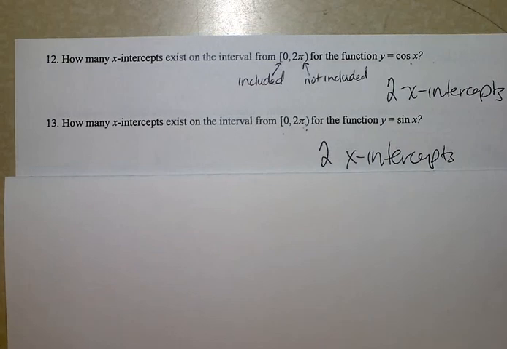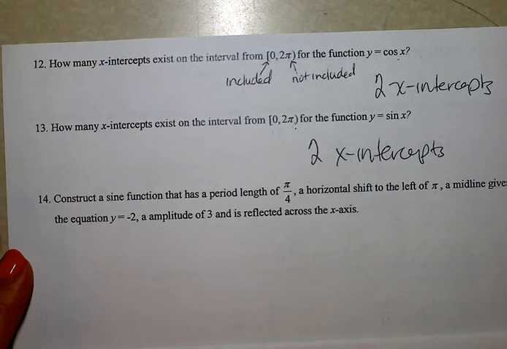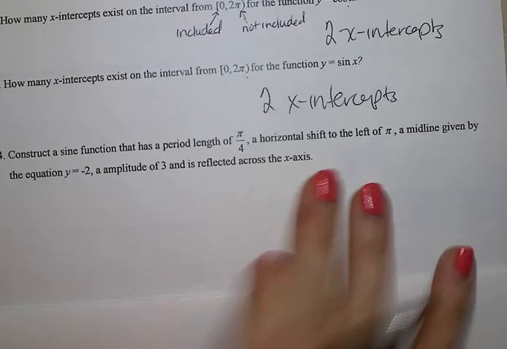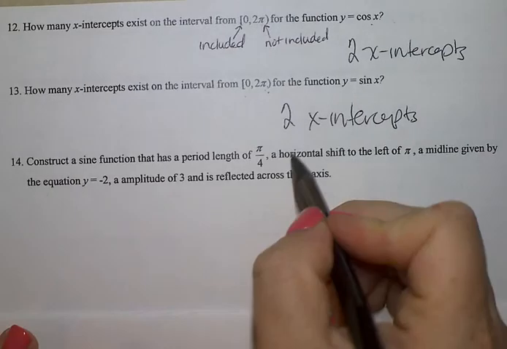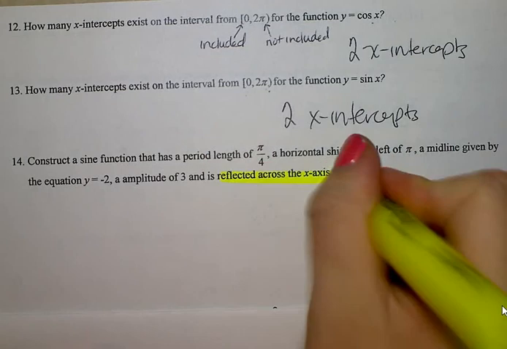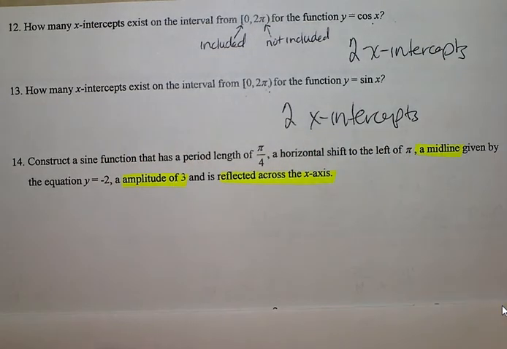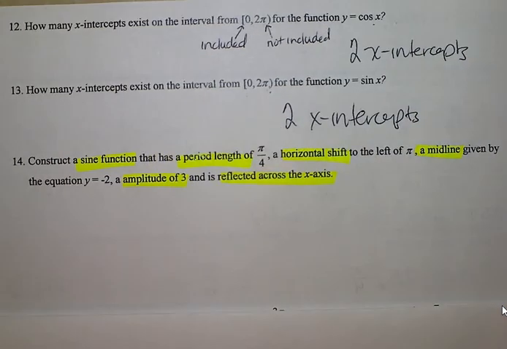Number 14 and number 15 are fairly detailed problems, and they're pretty hard. They each are worth 6 points on your test, so pay close attention. The way I'm going to do this is I'm going to start with the easy parts. So I'm going to circle all of the factors here, or you can highlight them. Reflection across the x-axis, that's one thing. Amplitude of 3 is another. Midline is another. Horizontal shift, period length, and sine. So those are the 6 things I get points for. Each one you do correctly, you get a point for.